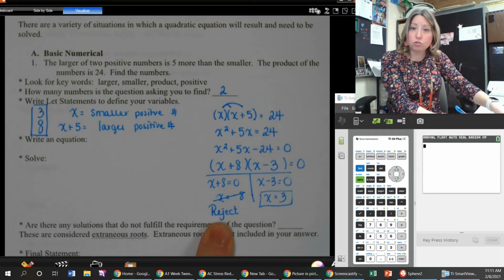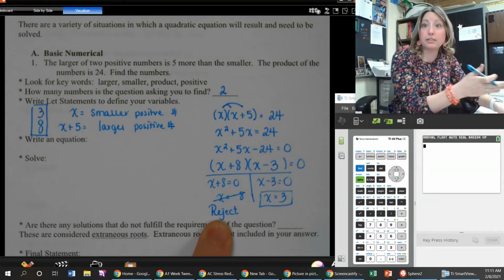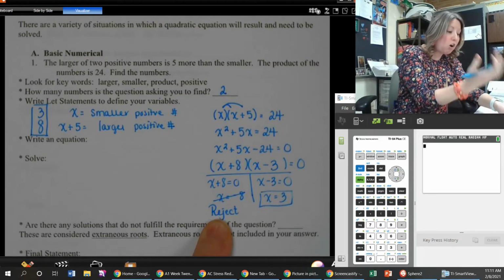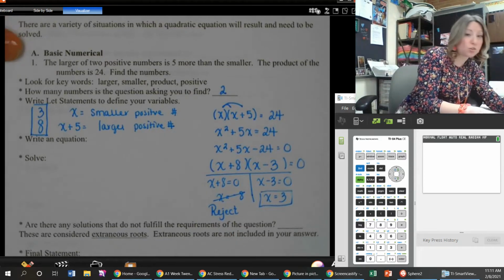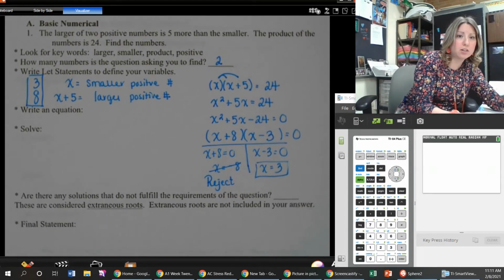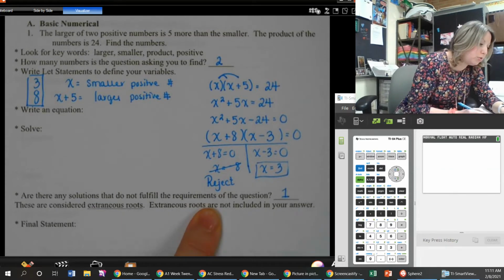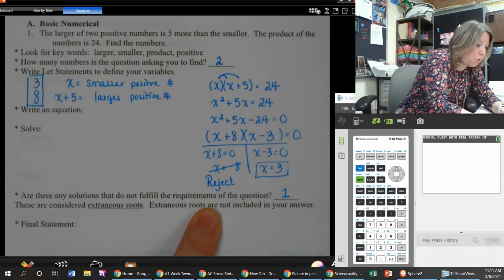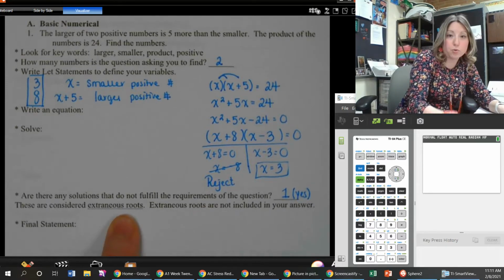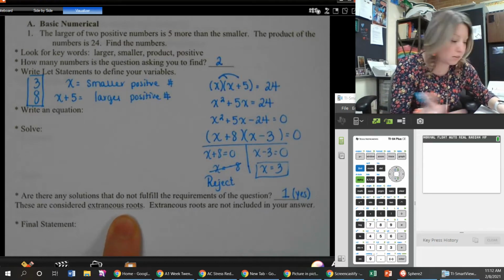This is called an extraneous root. When you get an answer for x that doesn't make sense in the situation, we reject it and we call that an extraneous root. Okay? So, my final statement here, right? Are there any solutions that do not fulfill this question? One of the two solutions does not fulfill this question. One, or yes, whichever you want to answer there. And that's an extraneous root, not part of the answer, because it doesn't fulfill the question at hand.